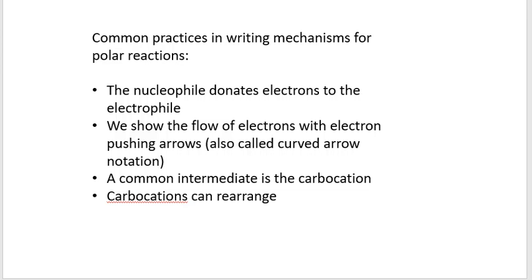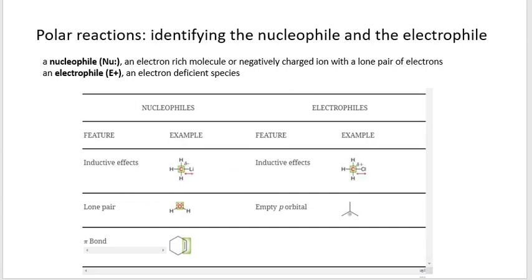Let's look at a few practices that are common to writing mechanisms for polar reactions. The first is that nucleophiles donate electrons to the electrophile, and we'll look at that more in depth in just a minute. We are still using electron pushing arrows, or curved arrow notation, to show the flow of electrons. You saw that with acids and bases. And then we also see a common intermediate called a carbocation. So let's look first at the nucleophiles and electrophiles.